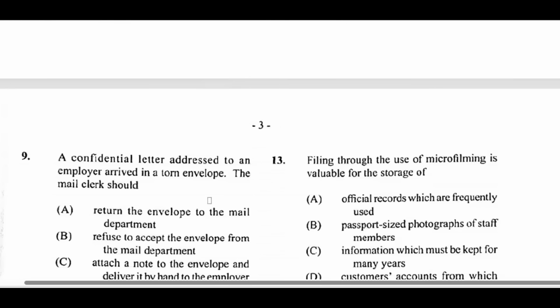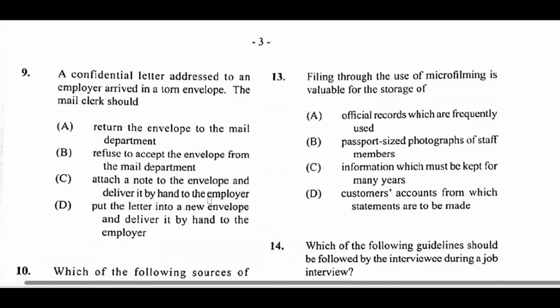All right? Let's go to number 9. A confidential letter addressed to an employer arrived in a torn envelope. What should the mail clerk do? Keyword here is confidential. It arrived in a torn envelope. So if it's confidential, only the person the letter is addressed to should view the content of the letter, no one else, because it's confidential, it's private. Return the envelope to the mail department. No.